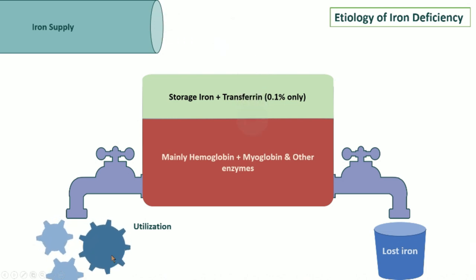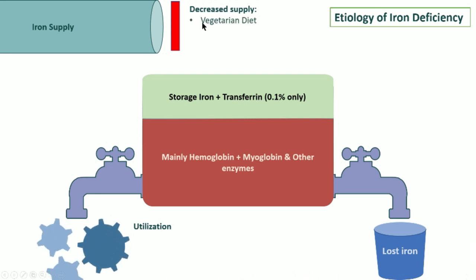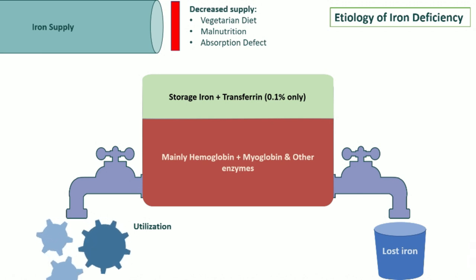So how can iron deficiency anemia occur? Number one, there could be a problem with iron supply, that iron supply is impeded. For example, a vegetarian diet. Of course, I have told you that vegetarian diet is a poor source of iron, and of course malnutrition. And then there could be an absorption defect. For example, in celiac disease there is atrophy of intestinal villi. So iron deficiency can occur in that.